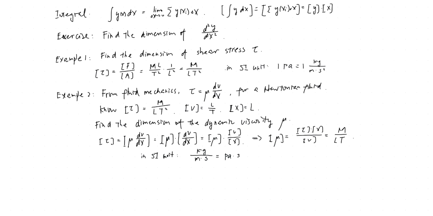So for example, water at room temperature, the dynamic viscosity is 0.001 Pascal second. So this is a number. It's good to remember, but if you don't remember, that's also fine. You can always find it on the website. It's good to know the relative scale we are talking about. It's on the order of 10 to the minus 3 Pascal second.